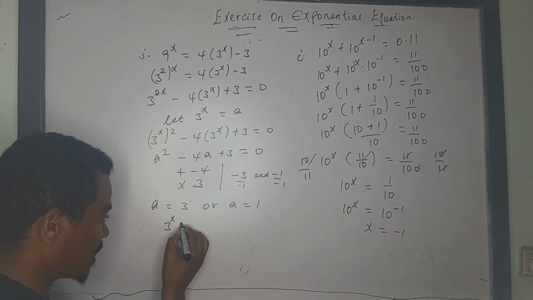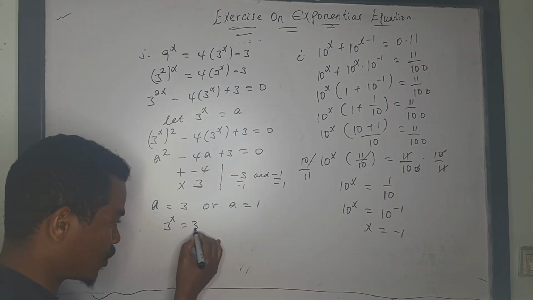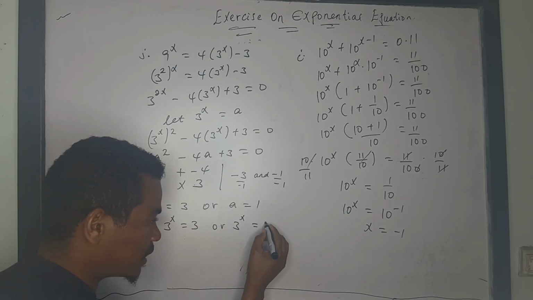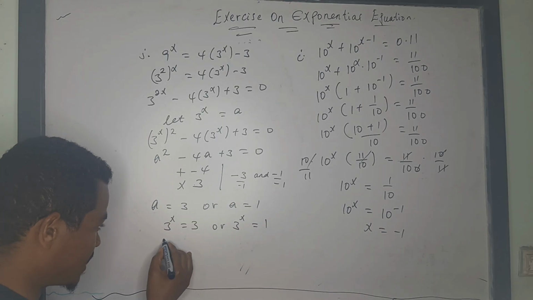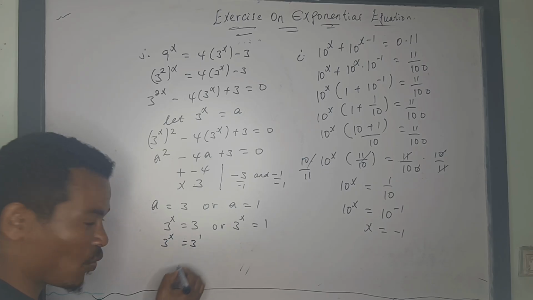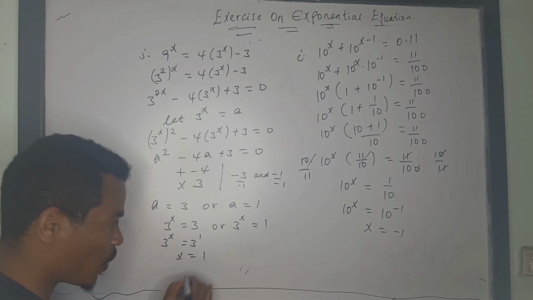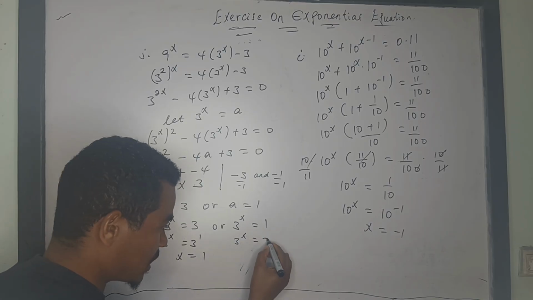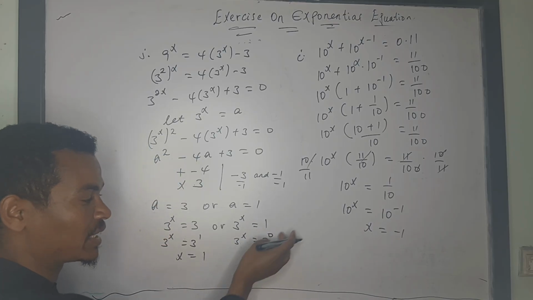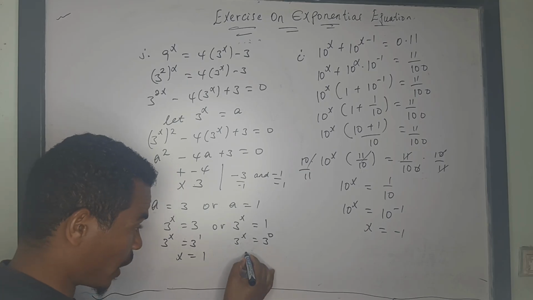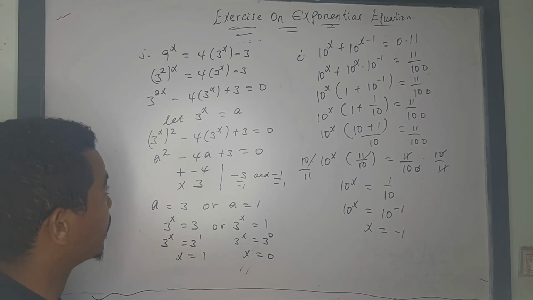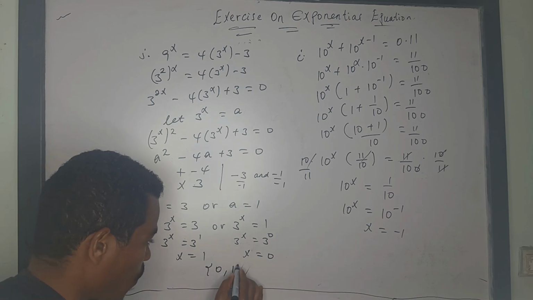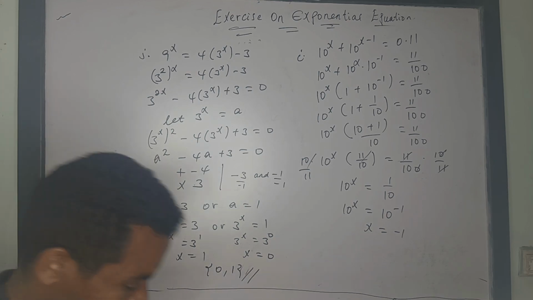We said that 3 the power of x is equal to a. 3 the power of x is equal to a, which is 3, or 3 to the power of x is equal to a, which is 1. In the first case, 3 to the power of x is equal to 3 to the power of 1, that is, x is equal to 1. In the second case, 3 to the power of x is equal to 1, which is the same as 3 to the power of 0, because any number to the power of 0 is 1, so x is equal to 0. So the solution is 0, 1.